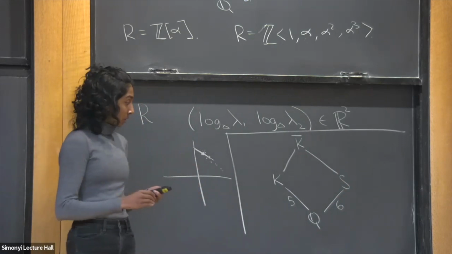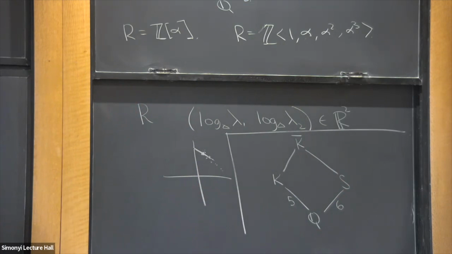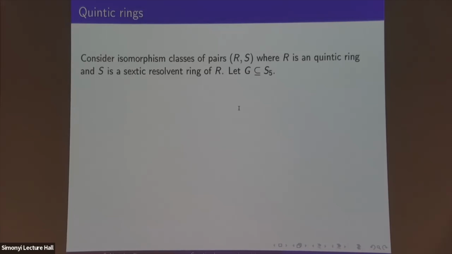So again, Bhargava developed an integral model of this. To each quintic ring, there exists at least one sextic resolvent ring. And we're going to consider isomorphism classes of pairs R, S, where R is a quintic ring and S is a sextic resolvent ring. One important thing to keep in mind is that in the quartic case, the discriminant of the cubic resolvent equals the discriminant of the quartic ring. But in this case, that's not true. Here, the discriminant of the sextic resolvent will be the cube of the discriminant of the quintic ring. It's just important to keep that in mind. And now, because we're in the quintic case, G is going to be a subgroup of S5.